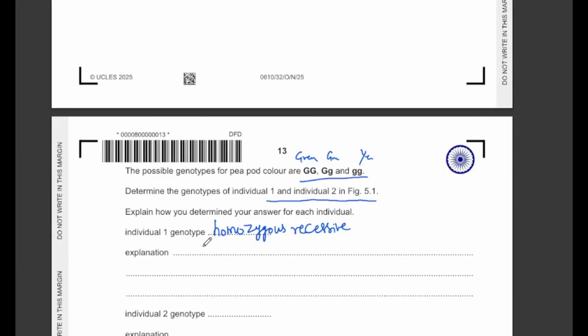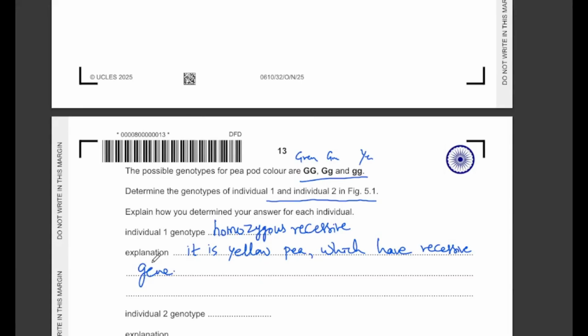Explanation: it is the yellow pea, which has a recessive gene, right? So this is the explanation for this one.